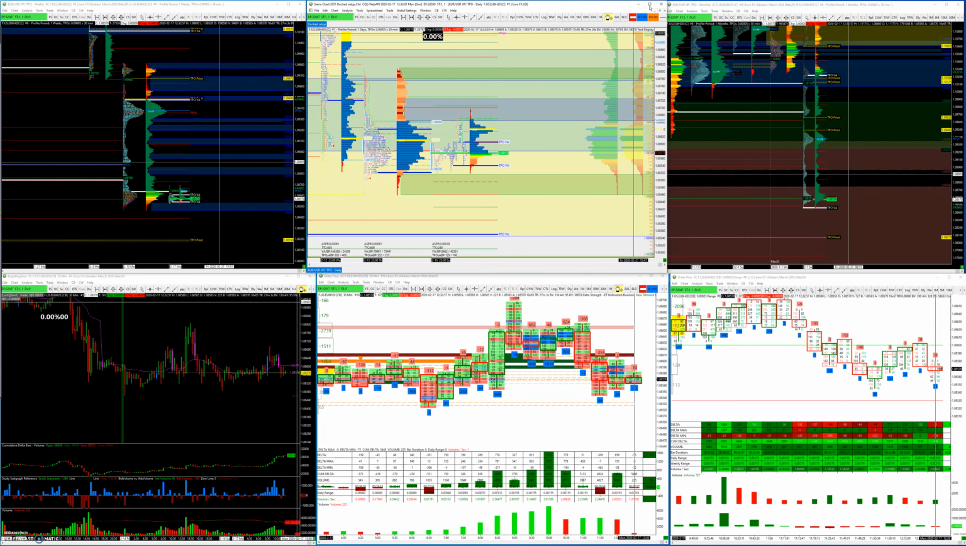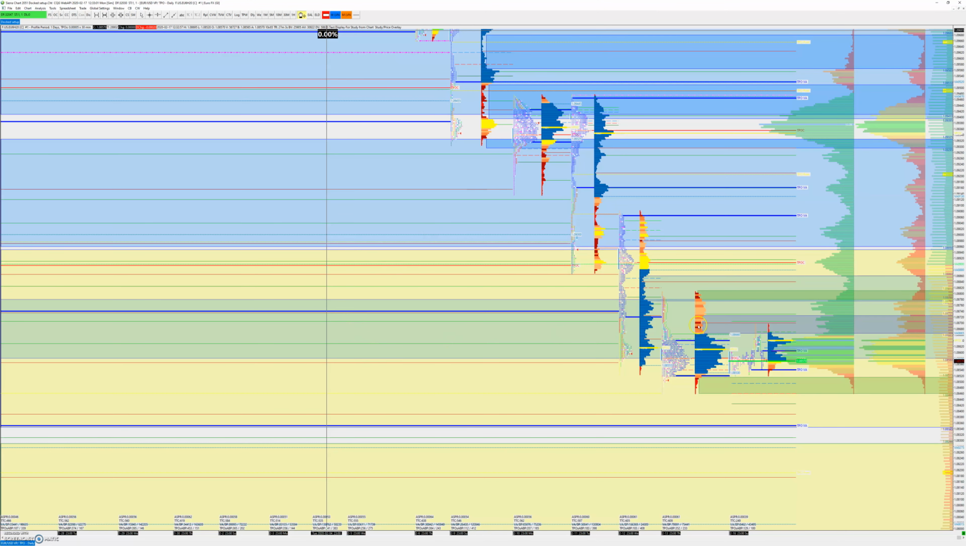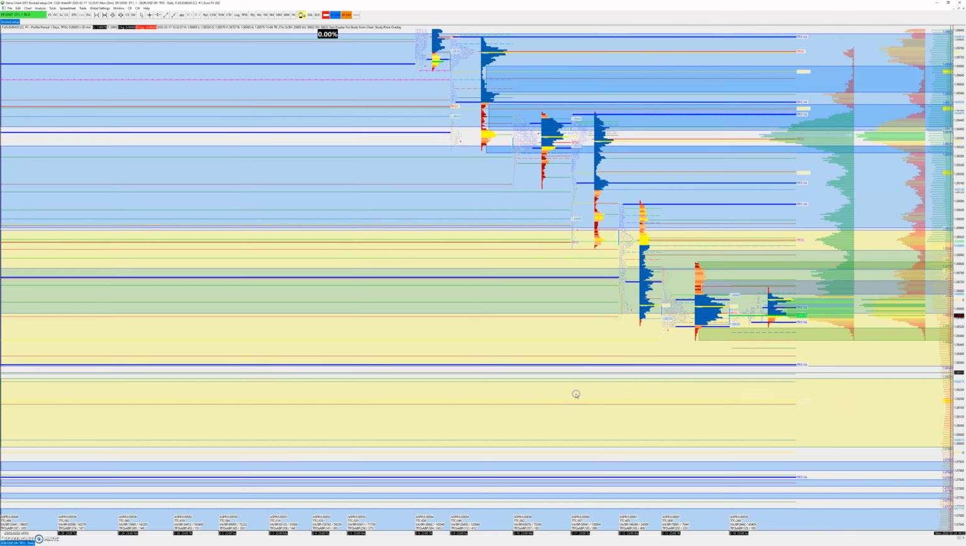So I tend to project a number of things from the past into the future. All this yellow area that you see here is effectively the last time you're looking at single prints, TPOs, value areas, low volume nodes, high volume nodes. You're looking at a number of things which have been projected forward, from the last time we were in that range and price area.